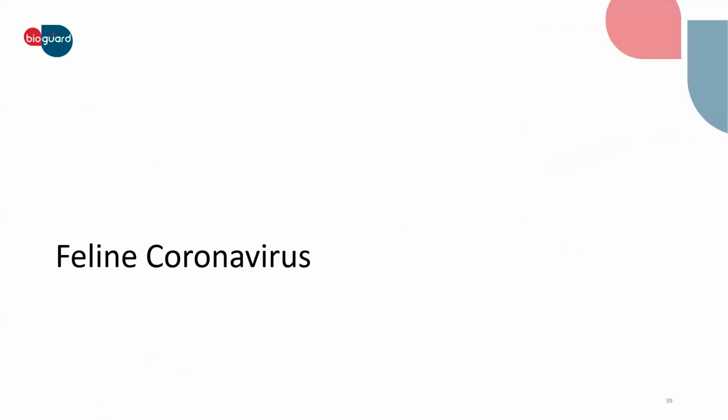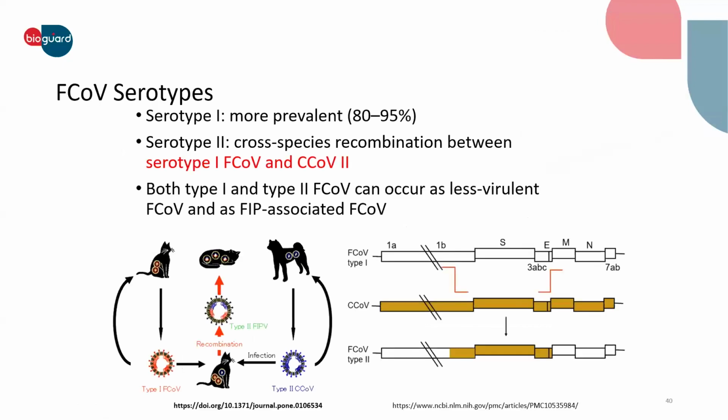And then let's take a look at the Feline Coronavirus. There are 2 kinds of FCoV serotype. The serotype 1 is the more prevalent serotype. It accounts for 80 to 95% of FCoV infection.